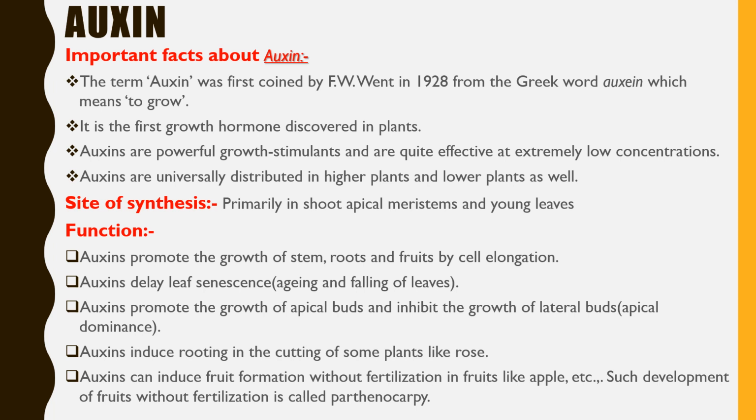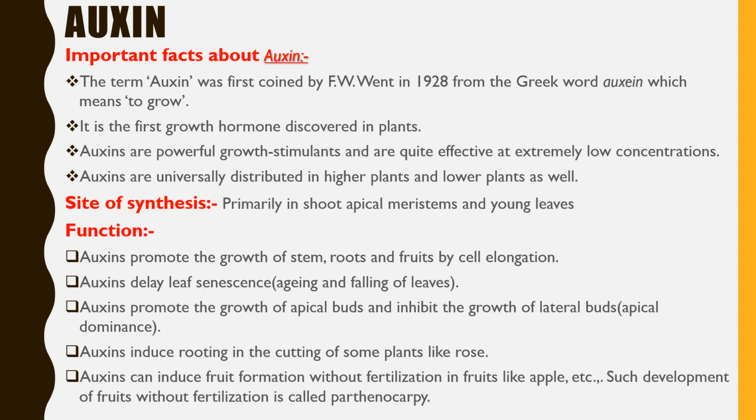Site of synthesis of auxin. Primarily, it is synthesized in shoot apical meristems and young leaves. Functions: auxin promotes the growth of stem, roots and fruits by cell elongation. Auxins delay leaf senescence. Senescence means aging and falling of leaves. They don't allow the leaves to grow old early. They delay the aging process. Automatically then the falling of leaves also is delayed.